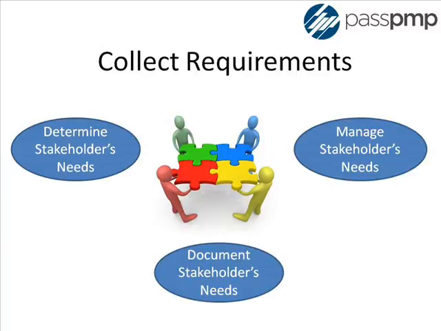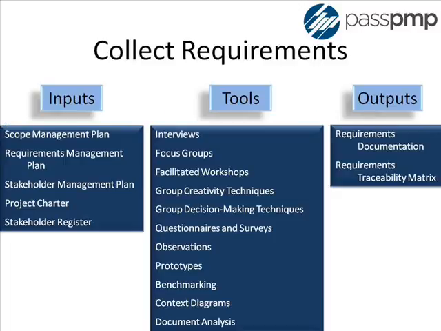The second process is to collect requirements. This is a process of determining, documenting, and managing stakeholder needs and requirements to meet project objectives. The key benefit of this process is that it provides the basis for defining and managing the project scope, including product scope. The main output of this process is requirements documentation.